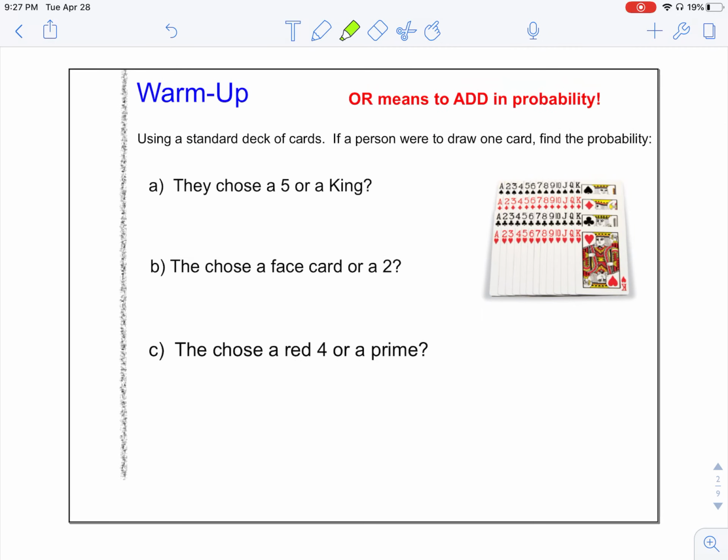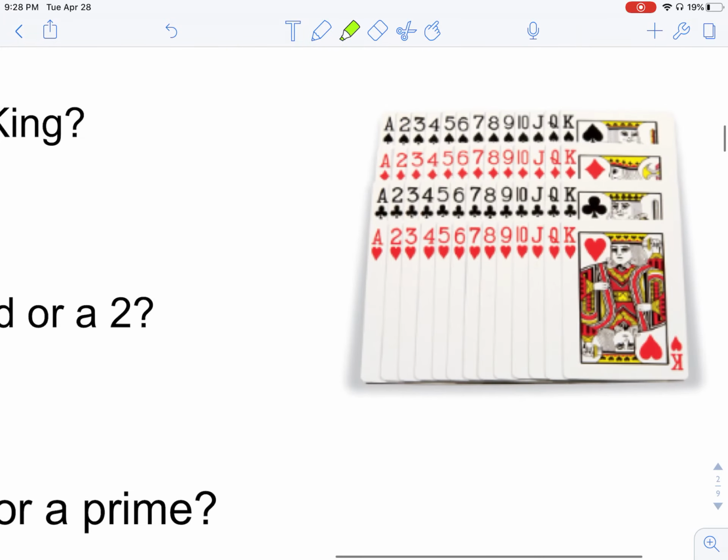So I'll do a little warm up here. And remember, when we are working in math and we have the word or, we almost always tie that or word with adding. So in this case, let's calculate some probabilities of choosing a card from a deck and the probability that the card chosen is a 5 or a king. All right, so how many 5s or kings are there? So if you look at your deck of cards, there are 4 5s, right? And there are 4 kings.